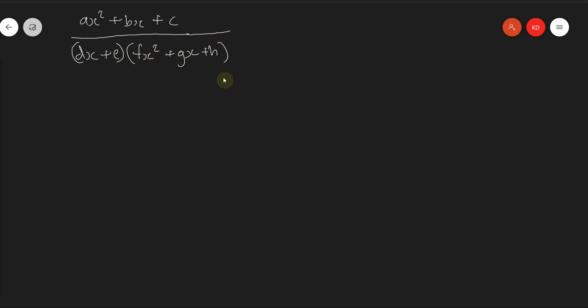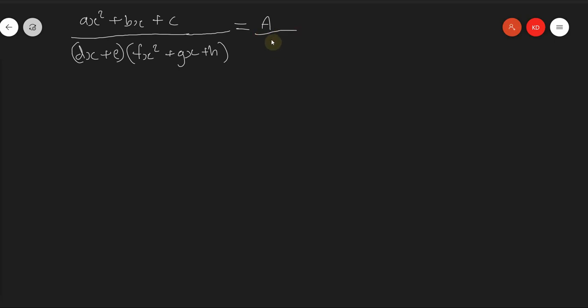Now we can have linear and quadratic factors in our denominator. So let's say we have a fraction looking like this. And we have dx plus e being multiplied by fx squared plus gx plus h.